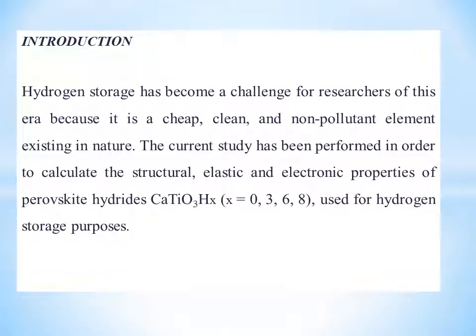We start with the introduction. Hydrogen storage has become a challenge for researchers in this area because hydrogen is cheap, clean, and a non-pollutant element existing in nature. The current study has been performed in order to calculate the structural, elastic, and electronic properties of perovskite hydride CaTiO3-xHx, with x equal to 0.368, used for hydrogen storage purposes.